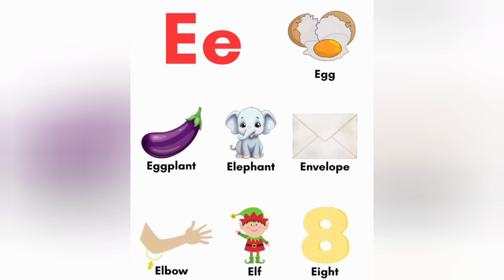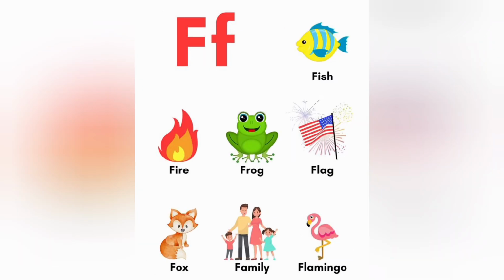Now let's repeat the letter with its sound. E egg. E eggplant. E elephant. E envelope. E elbow. E elf. 8.